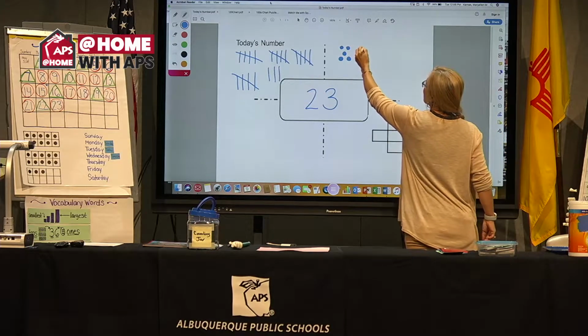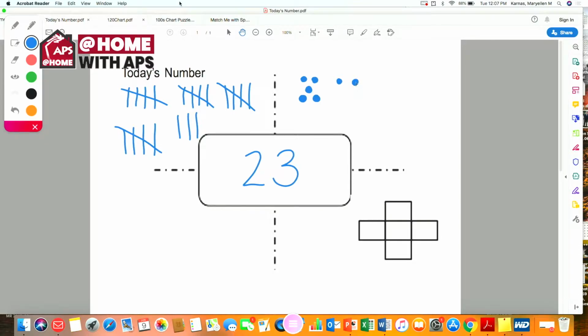So we have 5, 6, 7, 8, 9, 10, 11, 12, 13, 14, 15, 16, 17, 18, 19, 20, and then 21, 22, 23. They kind of look like dice, don't they? How many 5s are up there? 1, 2, 3, 4. There's 4 5s in 20.